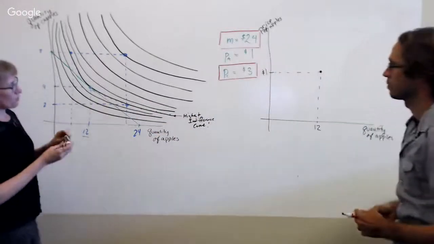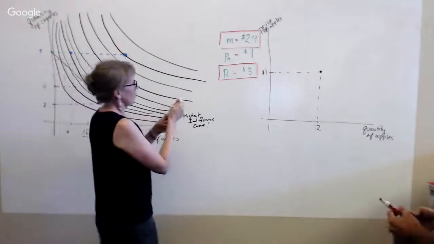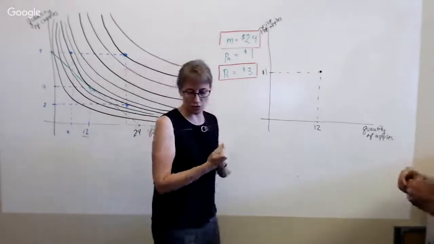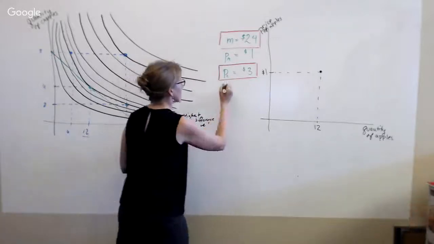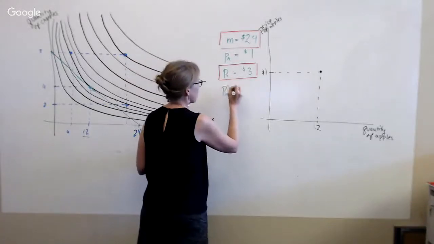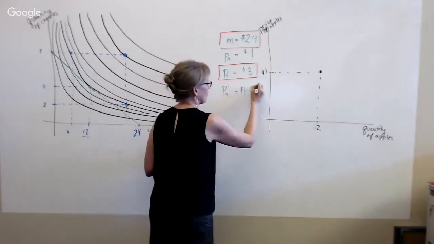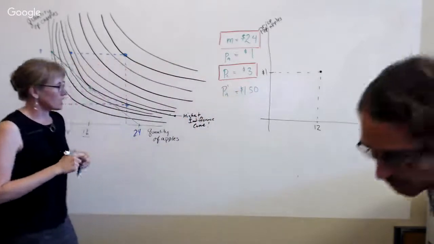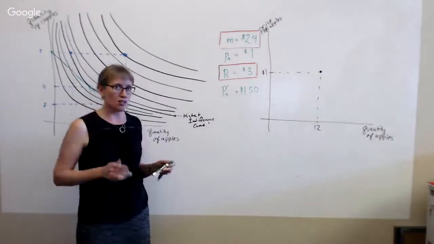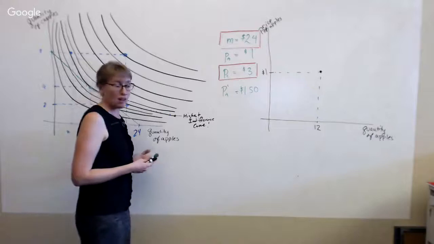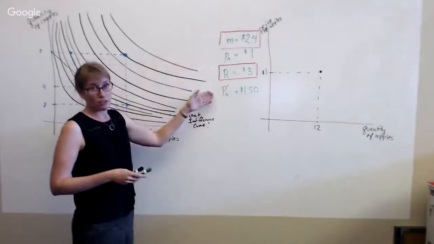All right, let's pick a new price. We have price $1. Let's try, I like to use green here. Green for prices. We're going to say PA prime, our new price, is going to be $1.50. So if an apple costs $1.50, and this is me again, I have $24, so we haven't changed that.